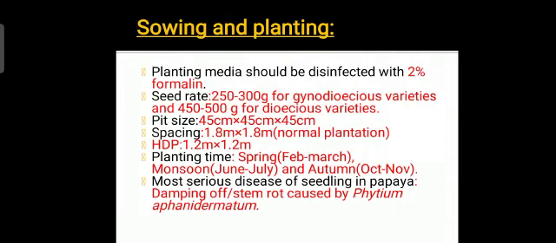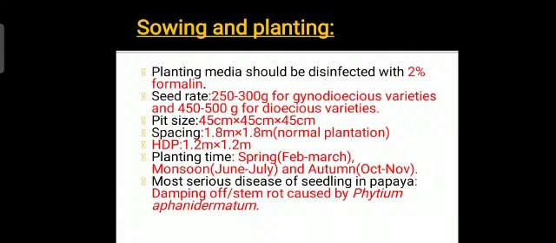Sowing and planting. Planting media should be disinfected with 2% formalin. Seed rate is 250 to 300 grams per hectare for gynodioecious varieties and 450 to 500 grams for dioecious varieties. Pit size for papaya is 45 cm lengthwise, 45 cm width and 45 cm height.